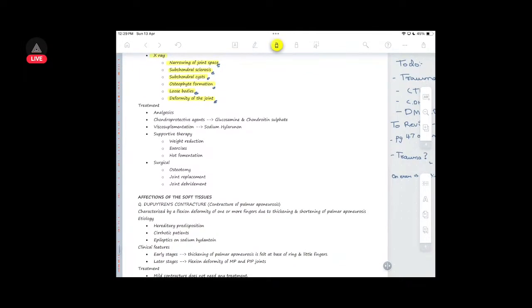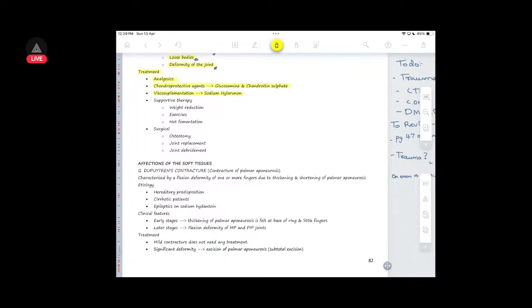Okay, so treatment, you have analgesics, chondroprotective agents, you have glucosamine and chondroitin sulfate. Viscosupplementation, you have sodium hyaluronate. Then supplementary therapy, you have weight reduction, exercises, hot fomentation. Surgically, you have osteotomy, joint replacement, and joint debridement.